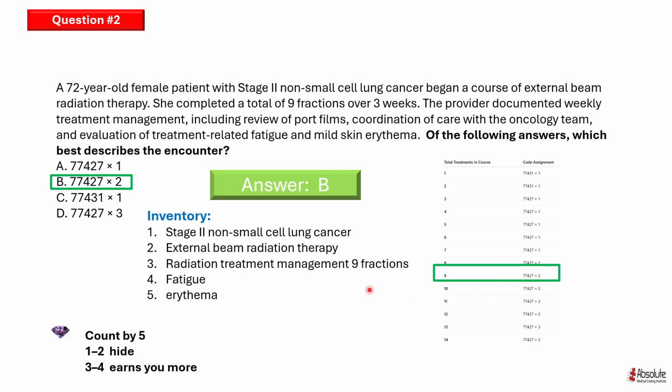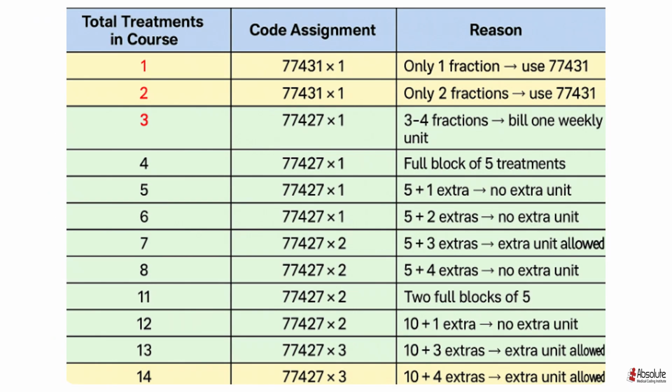So count by 5, always count by 5. If you have to go 1 or 2 steps, hide, no code. 3 or 4 more steps, that earns you more. You have to code another one. Okay, if it resonates with you, outstanding. I've done my part. And I think you got it. But if you want a better version of the chart, here it is. Go ahead and screenshot.